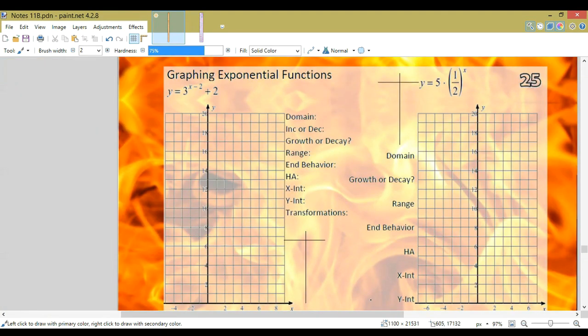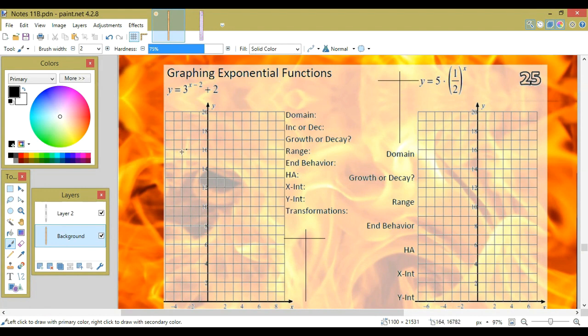Page 20. Graphing exponential functions. So we have y equals 3 to the x minus 2 power plus 2. The domain is going to be all real numbers. It's going to be increasing because this 3, the base, is bigger than 1. So growth. And the range is going to be everything that's bigger than 2. So y is greater than 2. We get that from this 2 right here.